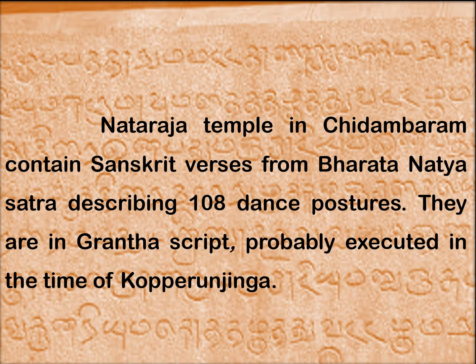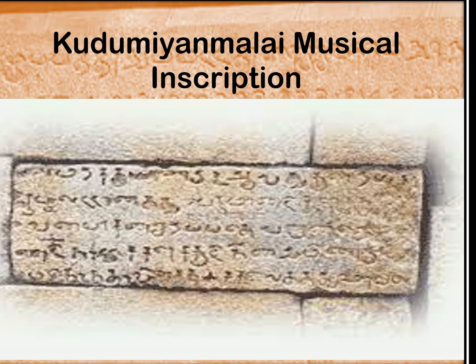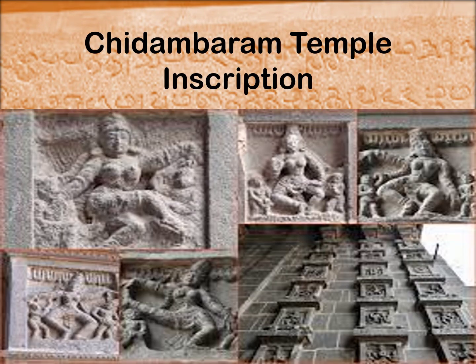Next, the Nataraja temple in Chidambaram contains Sanskrit verses from the Bharatanatyam Shastra describing 108 dance postures. They are in Grantha script, probably executed in the time of Koperunjinga. This is the Kudumiyanmalai musical inscription. The next one is the Chidambaram temple inscription. In this picture, you can see the different dance postures of Bharatanatyam.